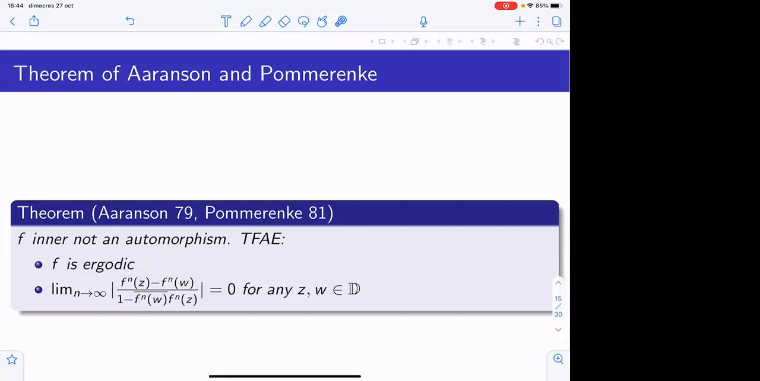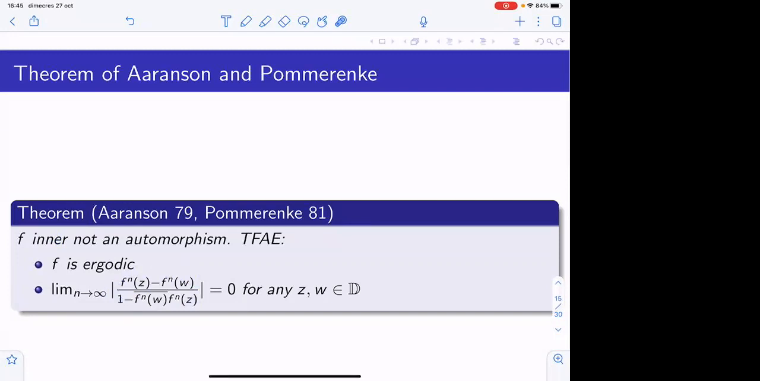So for instance, if the mapping F had a Denjoy-Wolff fixed point inside the unit disk, then we know that the orbit tends to this Denjoy-Wolff fixed point. So then, of course, this would hold, right? We already showed that in that case, the mapping is ergodic, okay? But it could still happen that the inner function has the Denjoy-Wolff fixed point in the boundary, and still this condition could hold or not hold, okay?